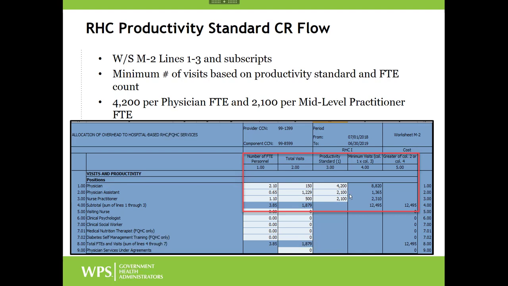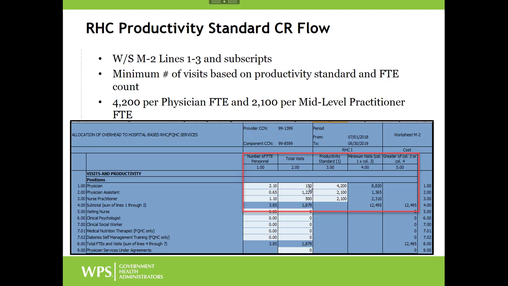So what will happen here is column 4 multiplies the number of FTEs by that productivity standard. So as you see with the physician, we had 2.1 FTEs multiplied by the 4,200 per FTE. That shows us that we have a minimum visit amount of 8,820. Now, that'll be calculated for each of the lines here. Now notice this is compared back to the actual total visits on column 2.